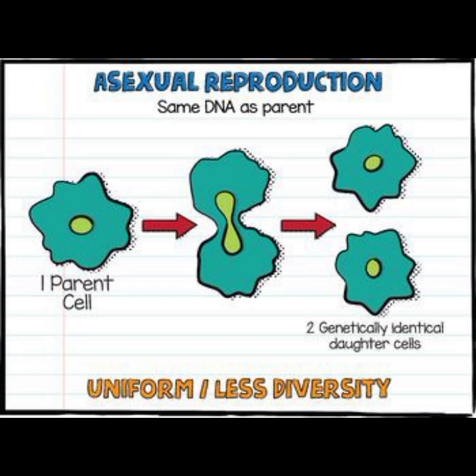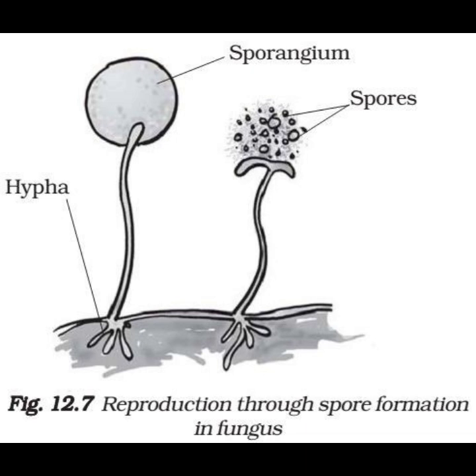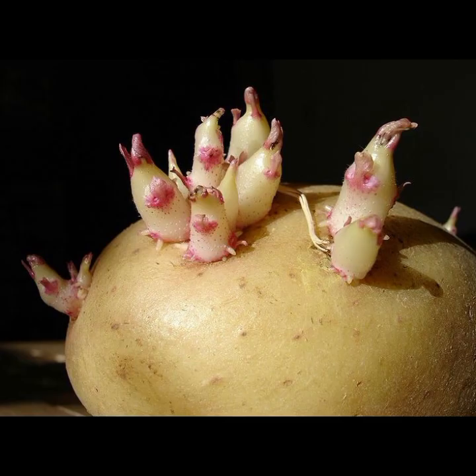Examples and processes. 1. Binary fission. Organisms that undergo binary fission include amoeba and paramecium. 2. Budding. Examples of organisms that undergo budding include yeast and hydra. 3. Spore formation. An example of an organism that undergoes spore formation is the rhizopus. 4. Vegetative propagation. Examples include stem tuber, for example potato, and bulb, for example onion.